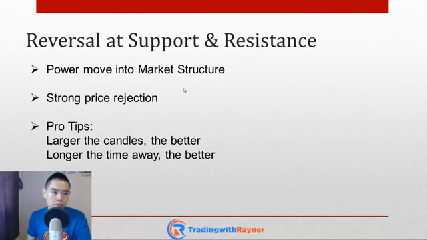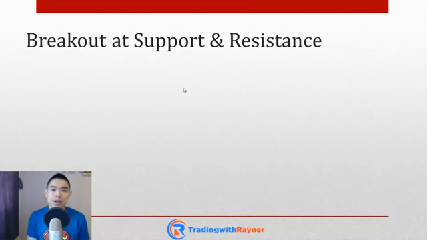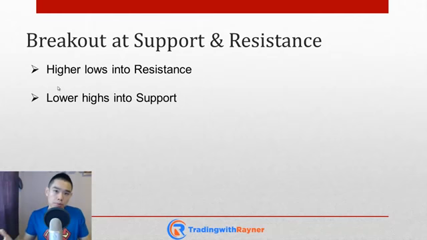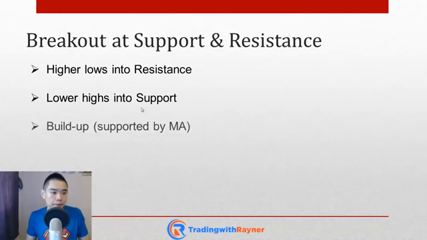Okay, moving on. When do you trade a breakout at support and resistance? This is pretty much the opposite of what you just learned earlier. You know that the price is likely to reverse at support and resistance when you have a power move into market structure and a price rejection. So when you are looking at it from a breakout standpoint, you don't want to see a power move into market structure. What you want to look for is possibly higher lows into resistance, looking somewhat like an ascending triangle, or lower highs into support, somewhat like a descending triangle, or a build up that is typically supported by a moving average.